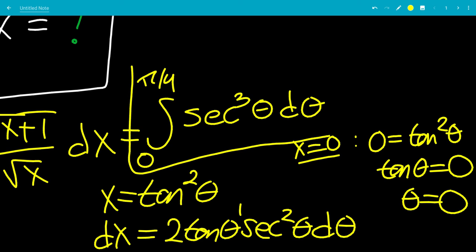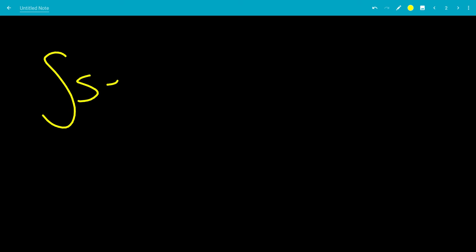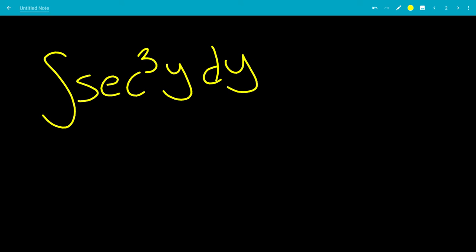Okay, good. So let's do the integral without the bounds. So the integral of secant cubed, let's call it y, dy. So how do we do this? Okay, now we're going to do the DI method. So integration by parts, basically. So we have plus, minus, and then plus. Okay, we'll just do one.